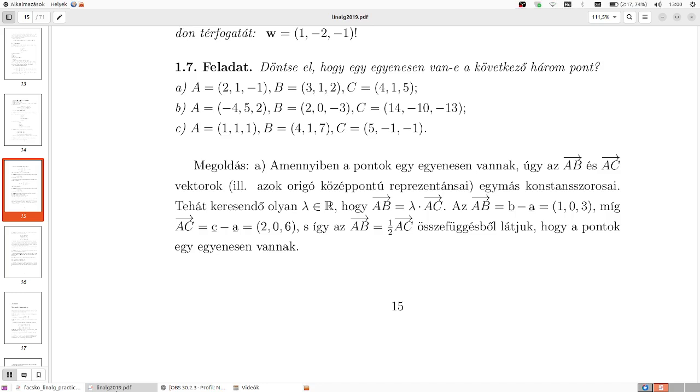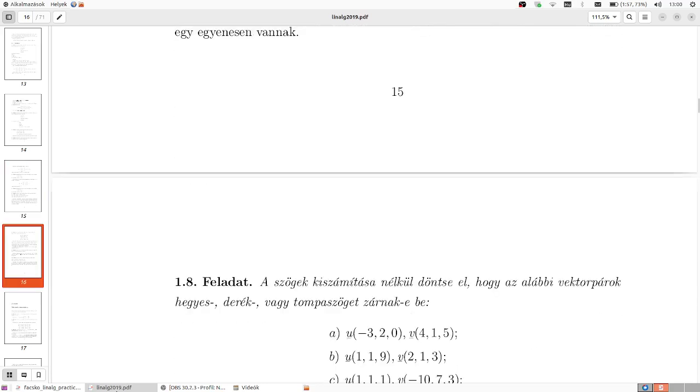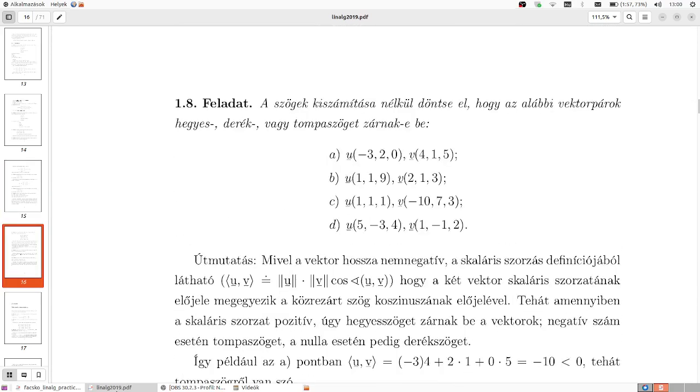Okay. What does this mean then? It means that they are perpendicular, because the cosine of the angle is 0. It means the angle should be 90 degrees.